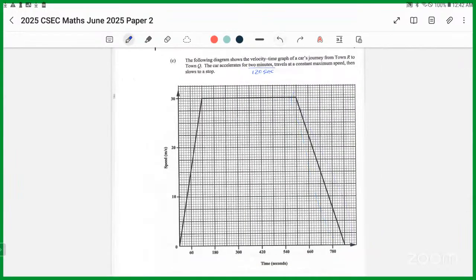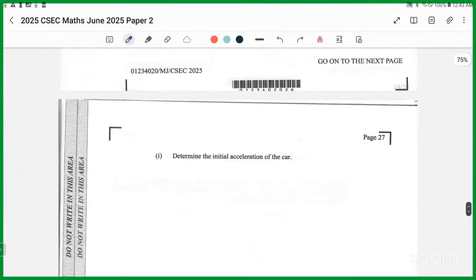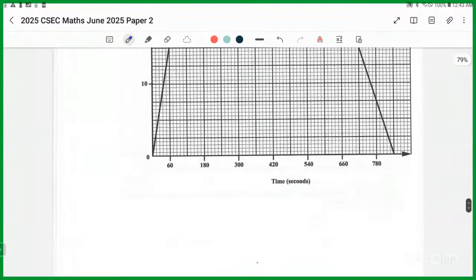All right, let's answer the question. It says, determine the initial acceleration of the car. Acceleration equals the gradient, the rise gradient, because speed is increasing. Which is equal to the rise over the run on the graph.